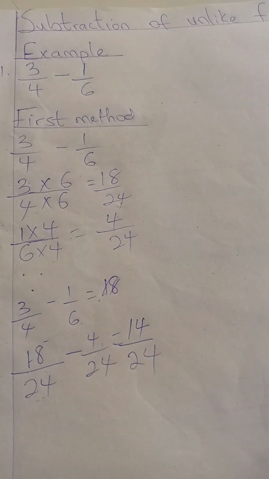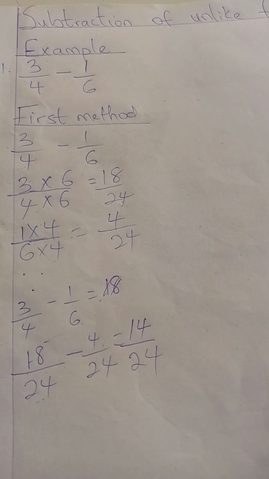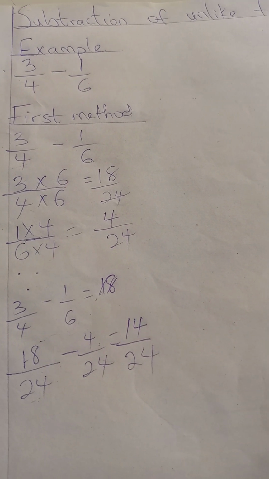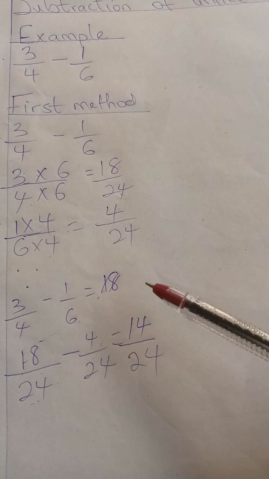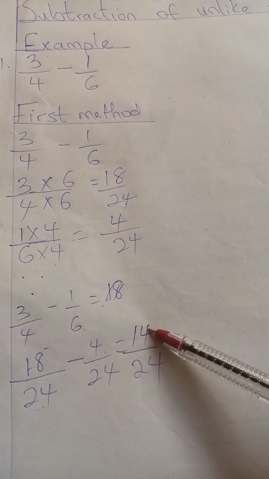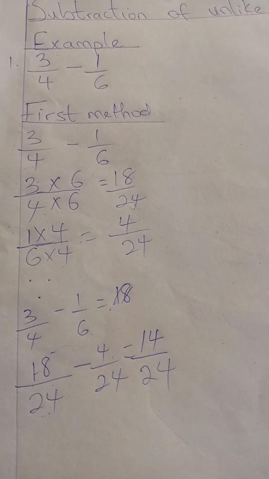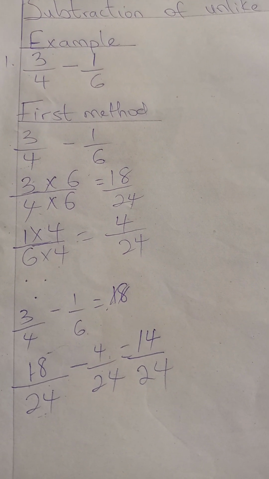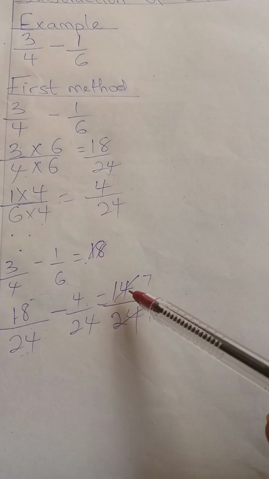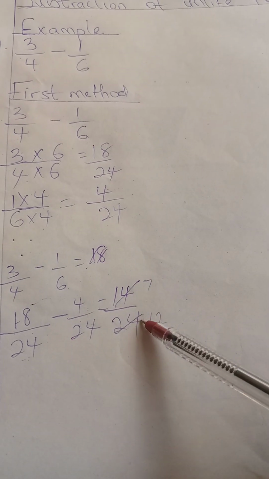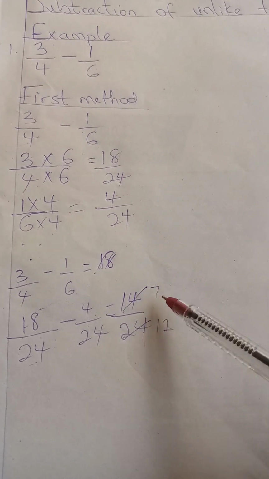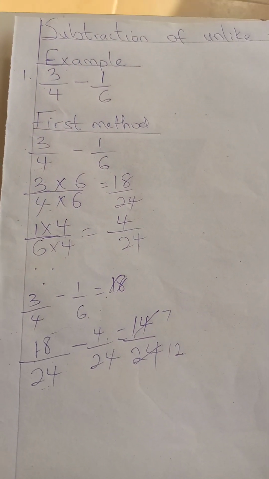But in fractions, you always write your answer in lowest terms, simplest form. That is, look for a number that can divide the numerator and the denominator. Here I'm going to make use of 2. So I used 2: 14 divided by 2 is 7, and 24 divided by 2 is 12. So my final answer is 7 over 12.